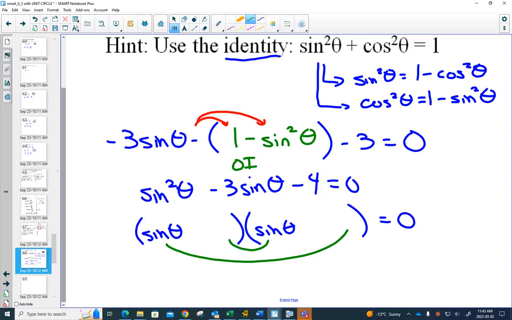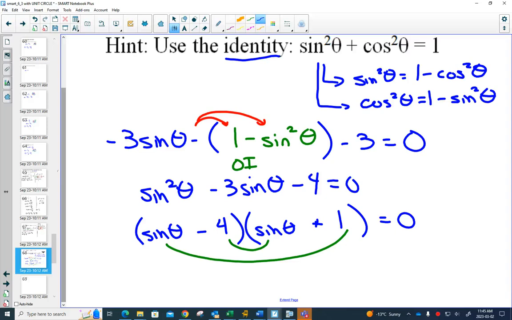I hope you can see that 2 and 2 will never work. Whether you add or subtract, if I put 2 and 2, even though that makes 4, I will never get 3 with a 2 and a 2. But if I choose 4 and 1, I can get 3 if I subtract. I want to get a minus 3. So I would need to have minus 4 sine theta plus 1 sine theta to give me minus 3 sine theta.